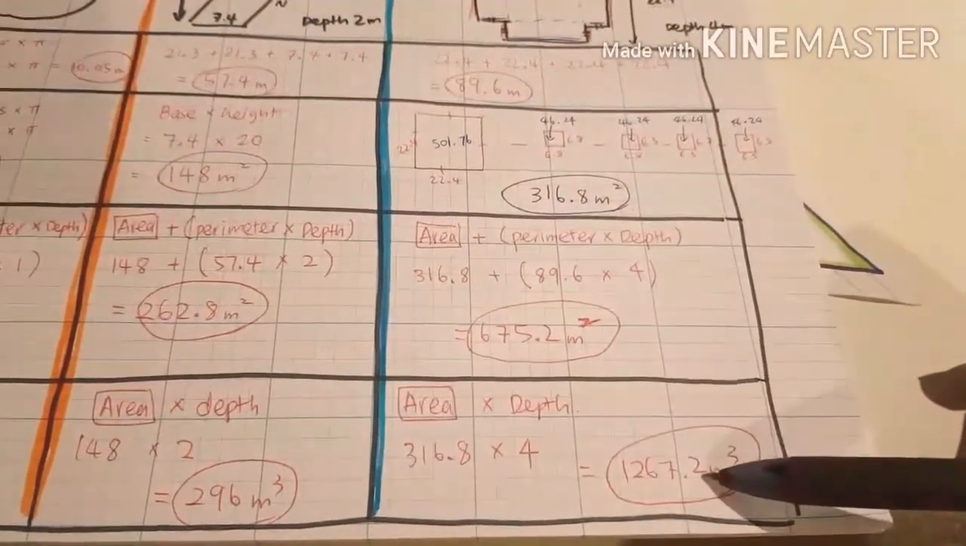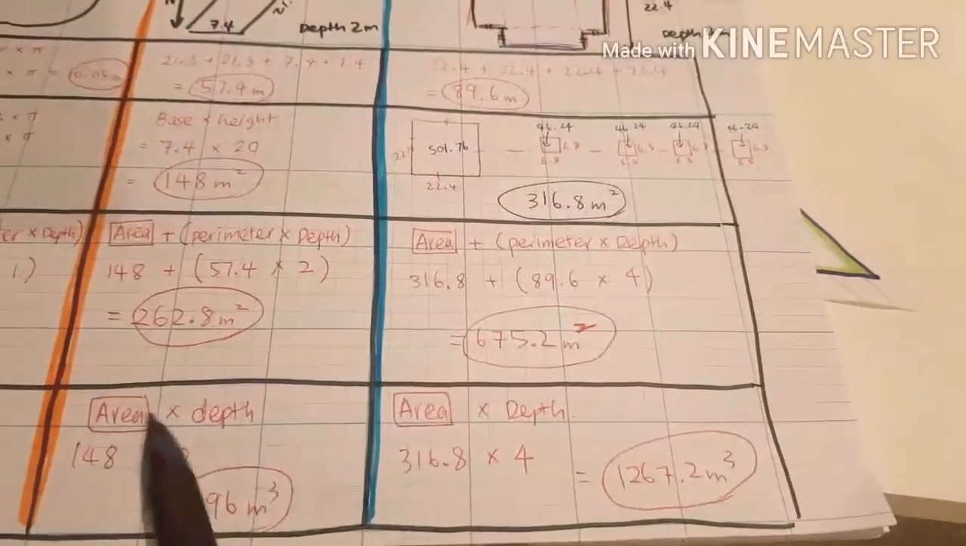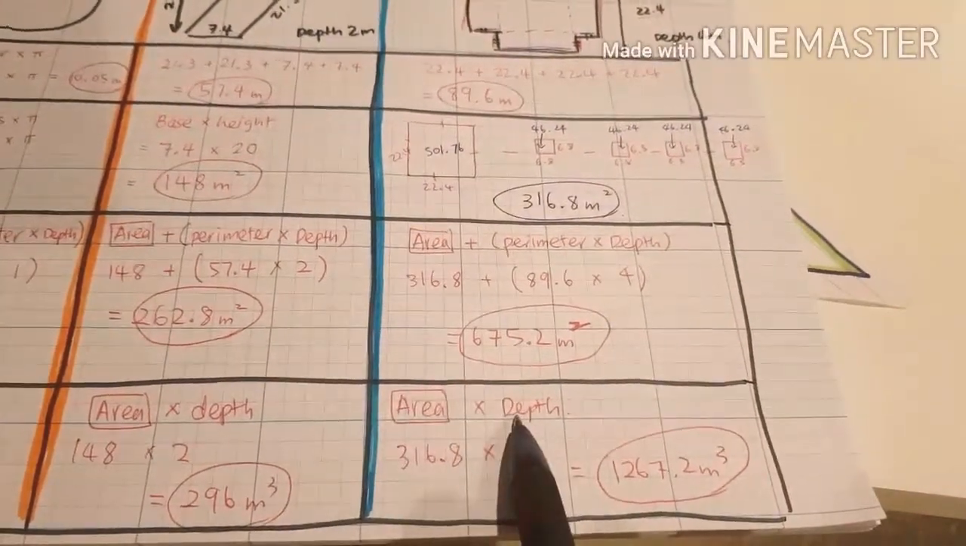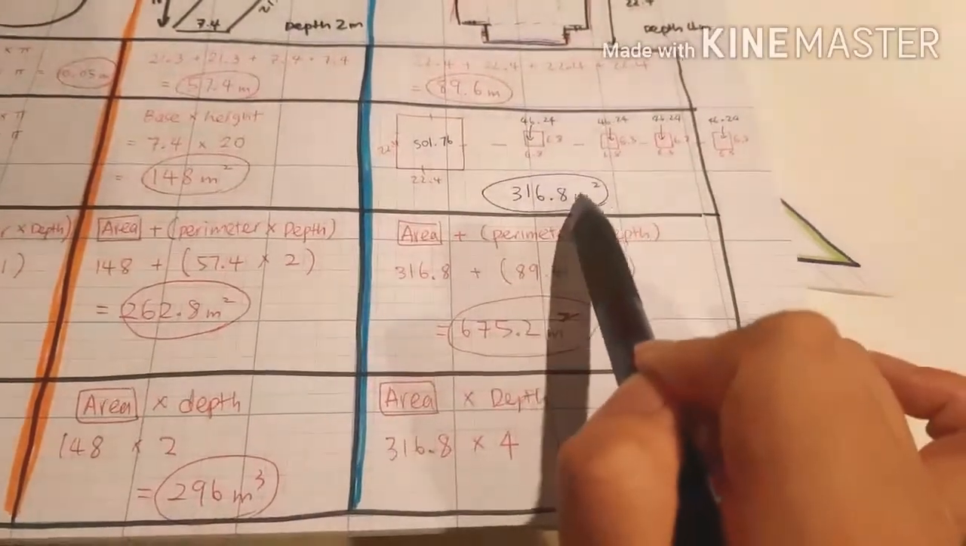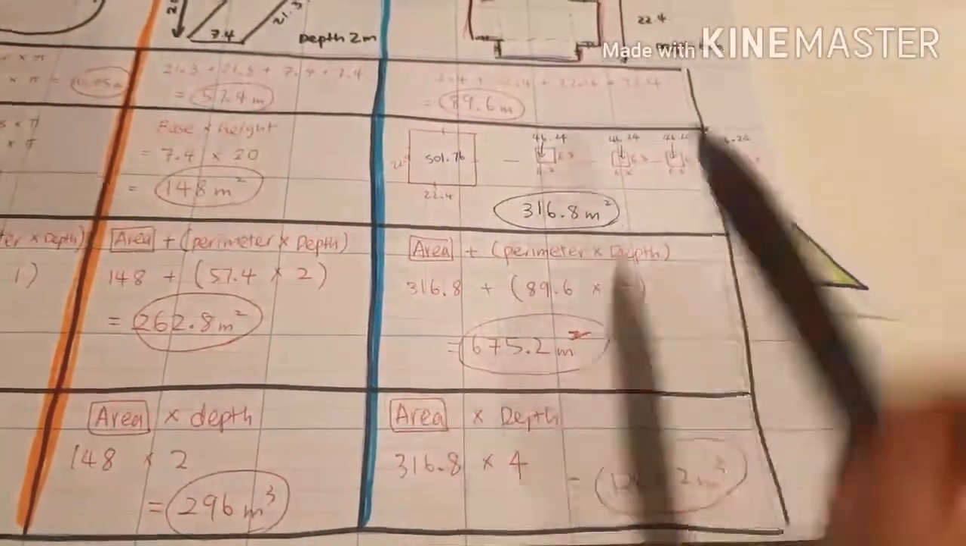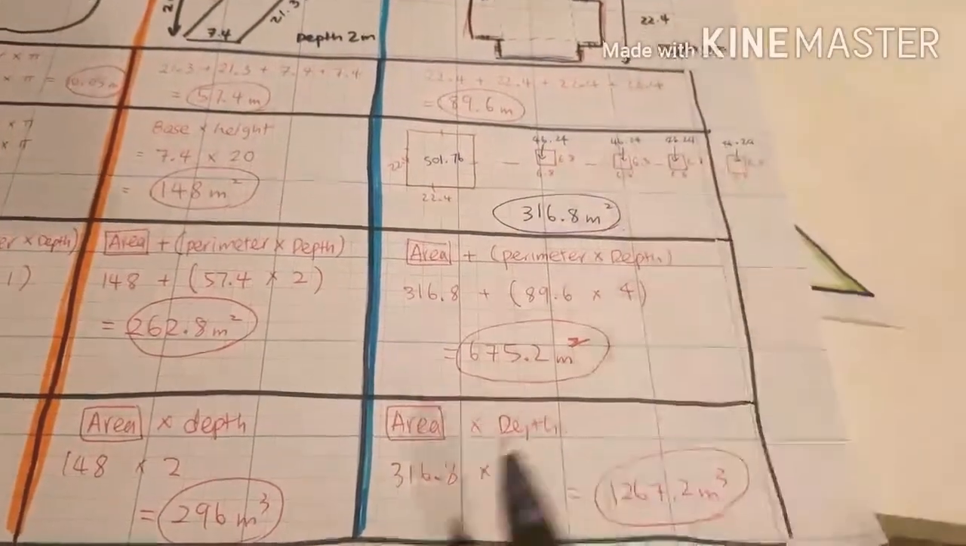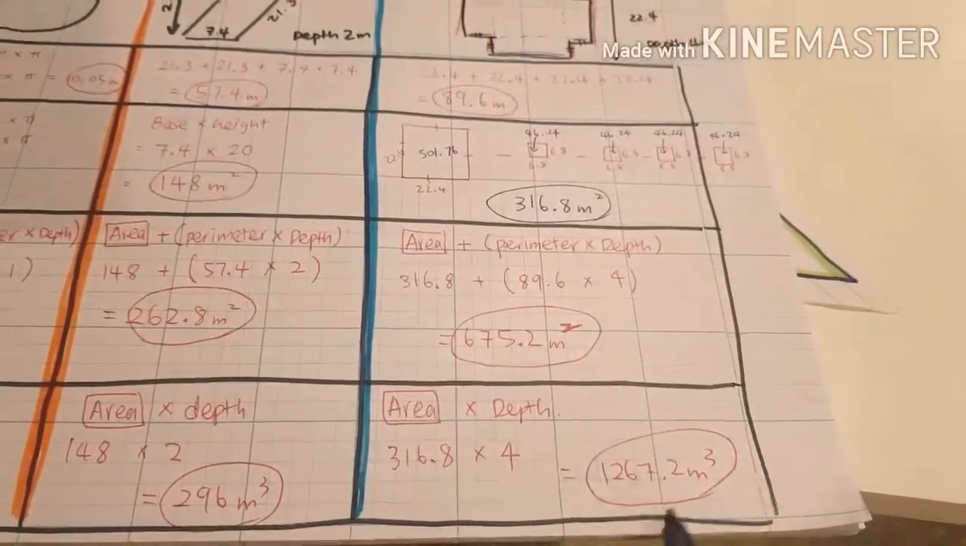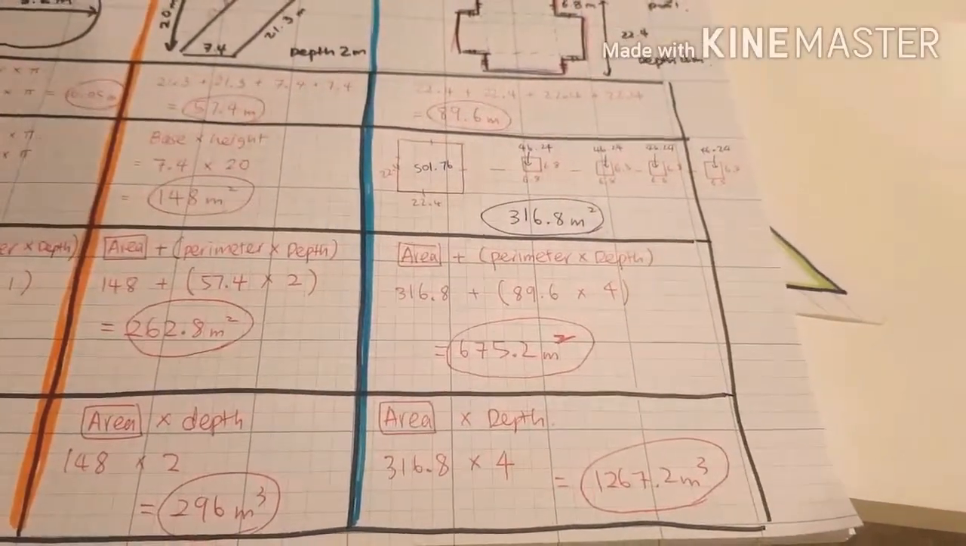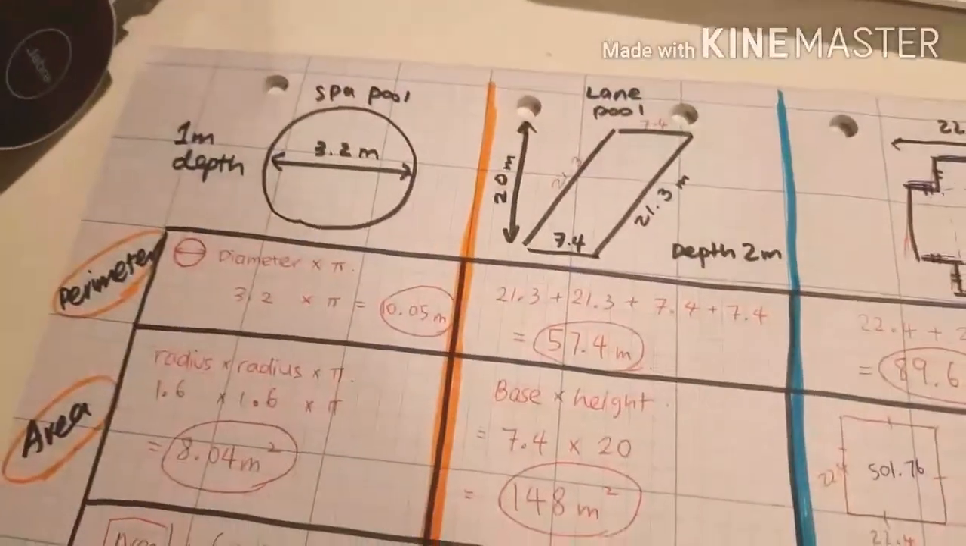Okay, the very last one, volume. Again, area times depth is the equation. The area I calculated, there you go. What's the depth? Yep, it says 4. Times all that up and you'll find the volume. Okay, so there you go.